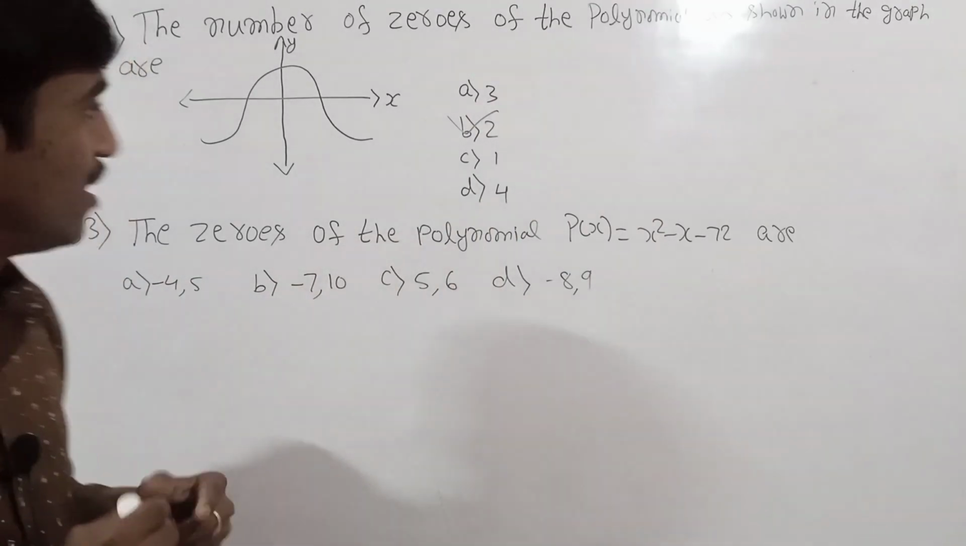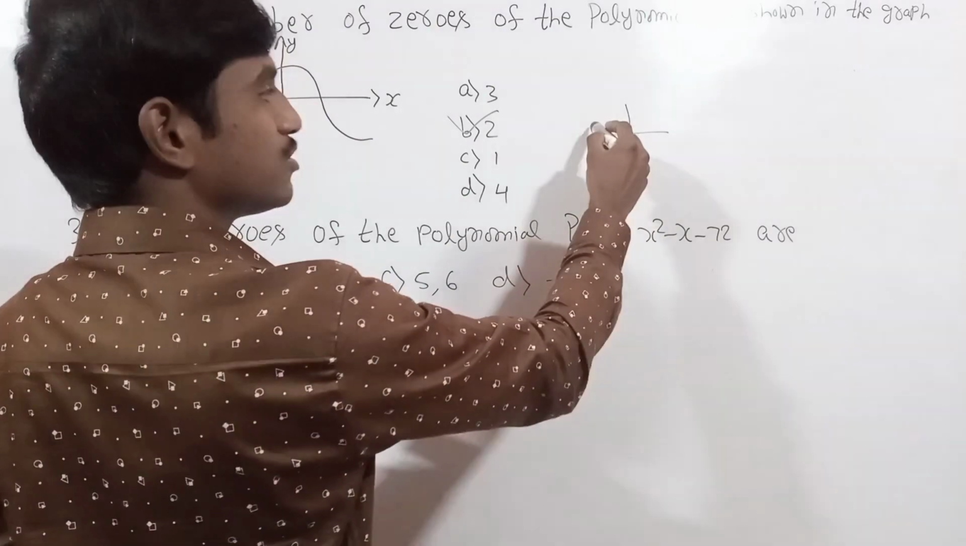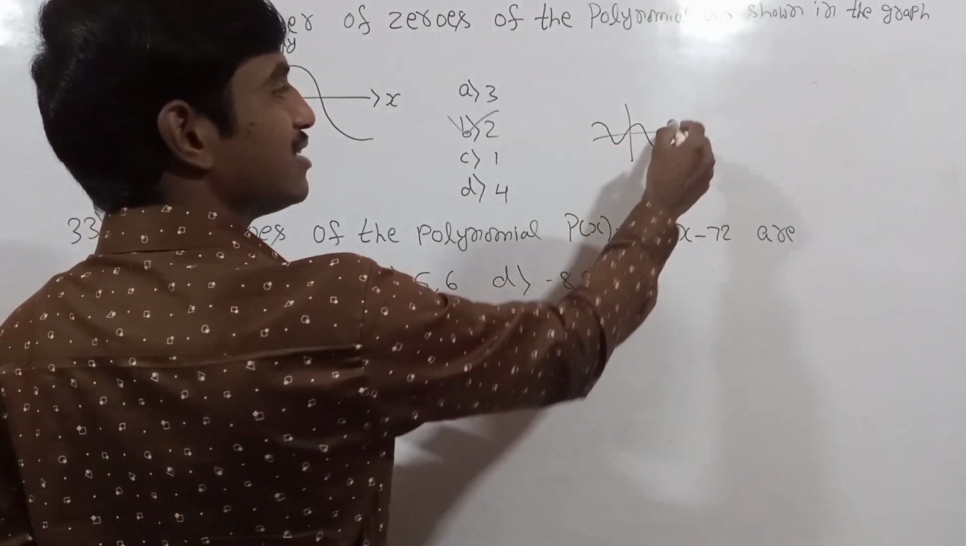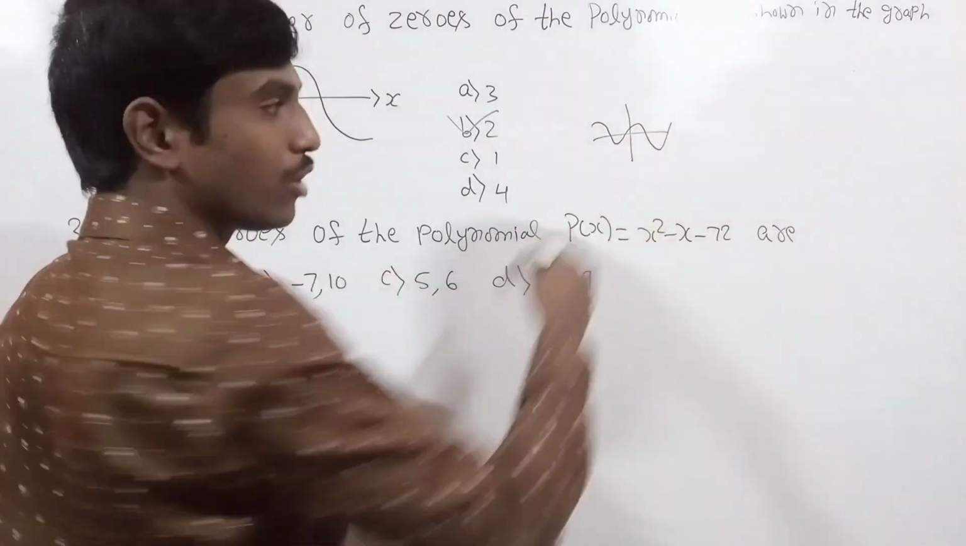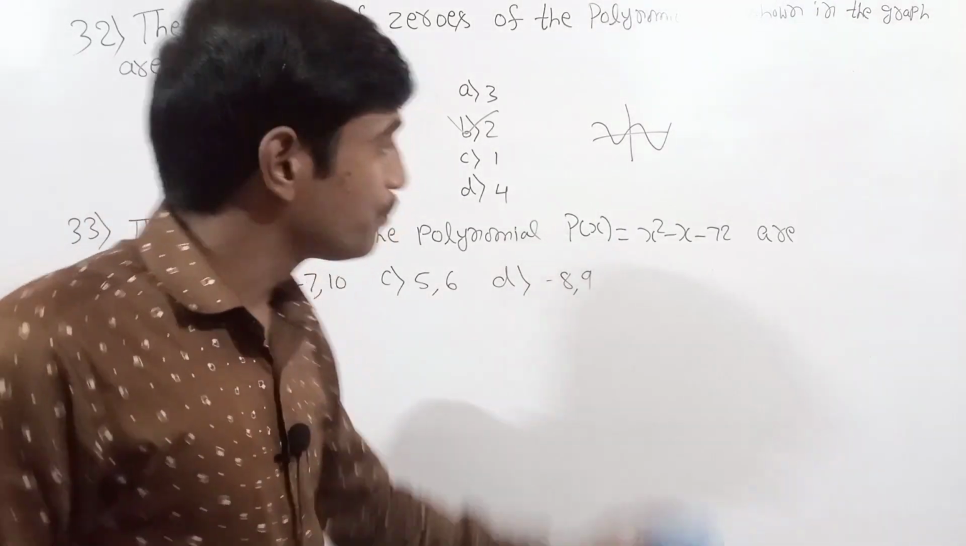Like this, if they give different curves, something like this, then it depends on the curve. So if they give like this, like this, like this, we need to identify 1, 2, 3, 4. So the answer is 4. The number of zeros will be 4.